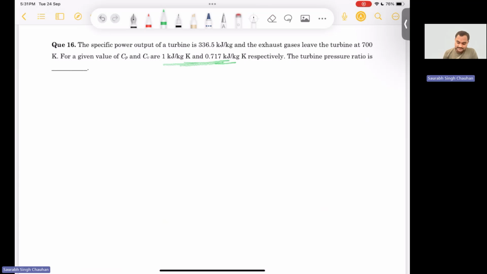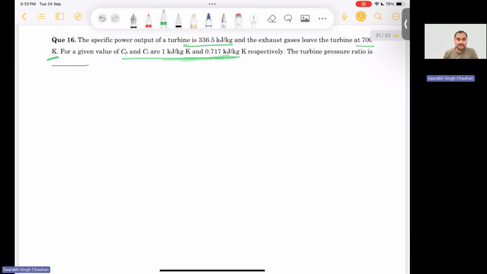So you have to find the turbine pressure ratio. A specific power output is given, outlet temperature is given, Cp and Cv are given. So you can find the pressure ratio. Okay, turbine pressure ratio. I will tell you the values. This should be in the range of 3.5 to 4.5. Okay. So you will get your answer in this range. So if you find any difficulty, you can discuss in the next session.